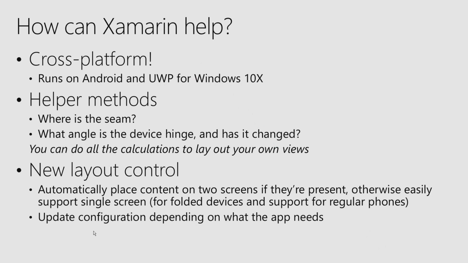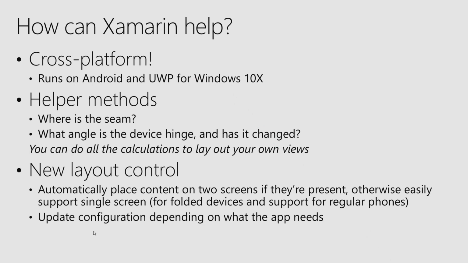The second way we can help is with a set of methods that provide information about the device. Is the app spanned across two screens? What are the coordinates of the seam? Does my app need to detect changes in the hinge angle? All of this information is available in a NuGet that you can use to do the calculations to lay out your own views to take advantage of dual screen devices.